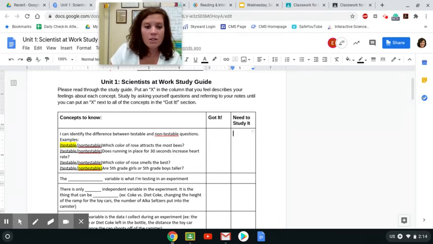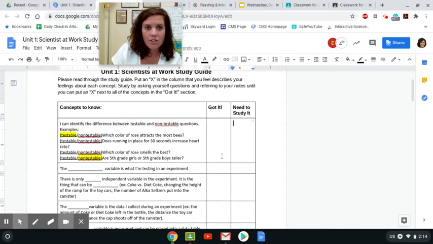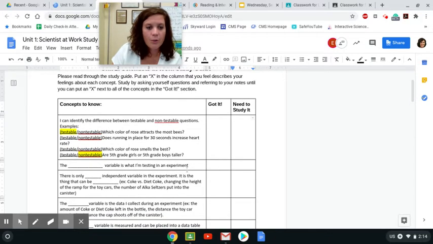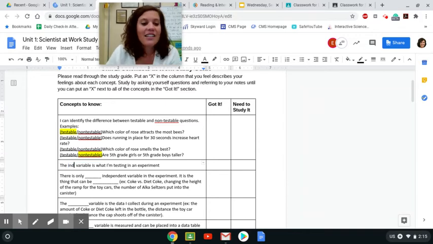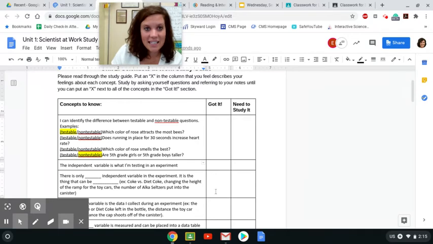Okay, let's go on to another one so I can show you what I want for you to do, and then I will let you work on this on your own. The blank variable is what I'm testing in an experiment. Now I'm thinking back in my brain, what variable is what I'm testing? I'm hoping that you're saying the word independent. All right, what I just did was I double clicked on this line, and now I'm going to type independent. The independent variable is what I'm testing in an experiment.